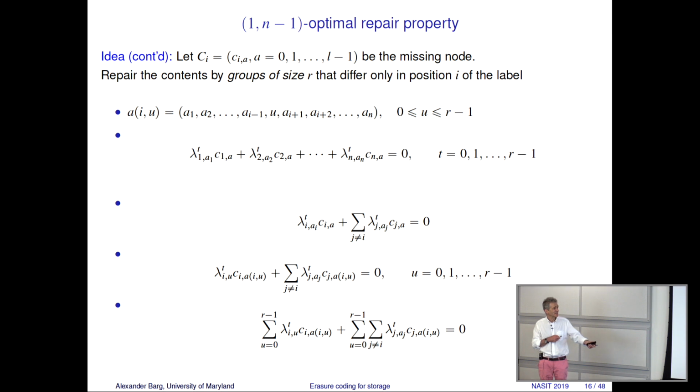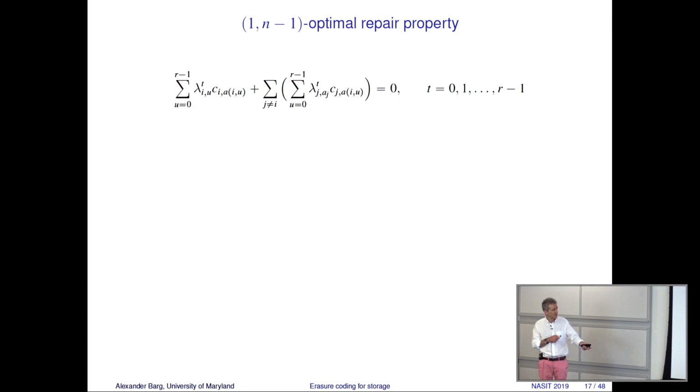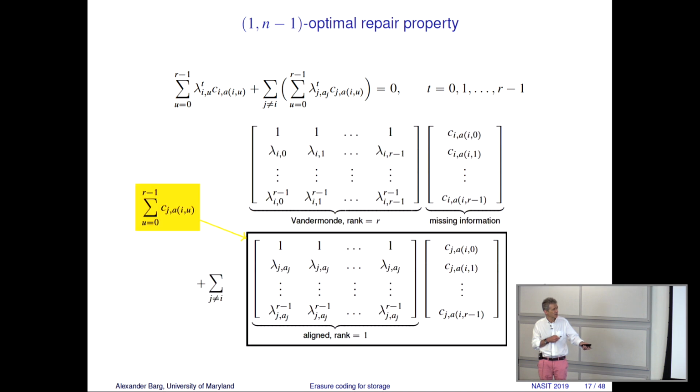We sum those equations over U. We get this equation for the set of coordinates, which I copied on this page. I write this equation in the matrix form, and the miracle happens. So here we have a subset of the erased node that differs in the ith position of the label, the row label. This is what we have on the right. On the right, the matrix that multiplies the downloaded information turns out to be a matrix of rank 1.